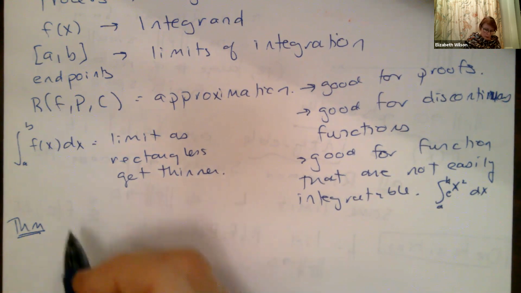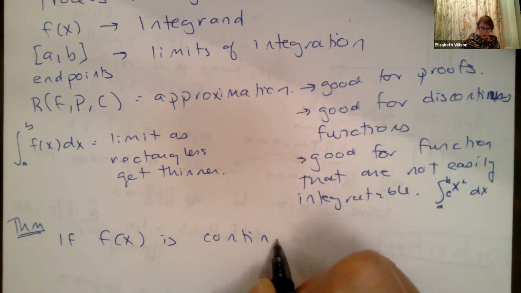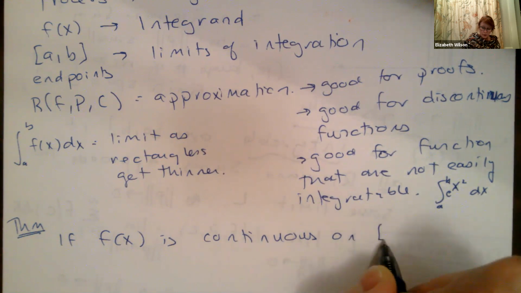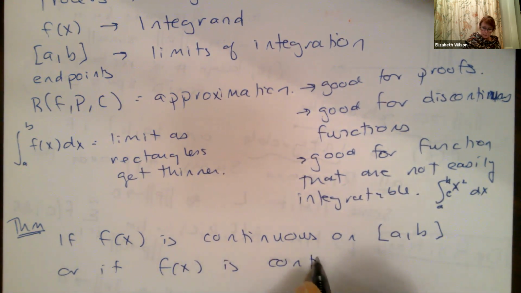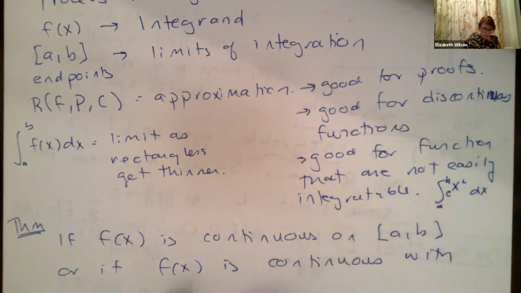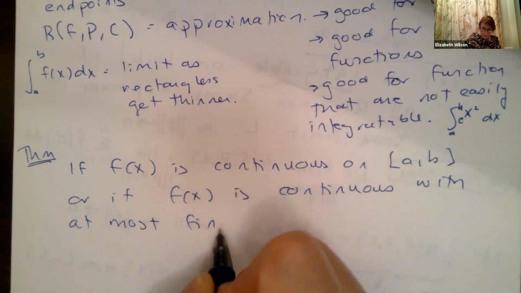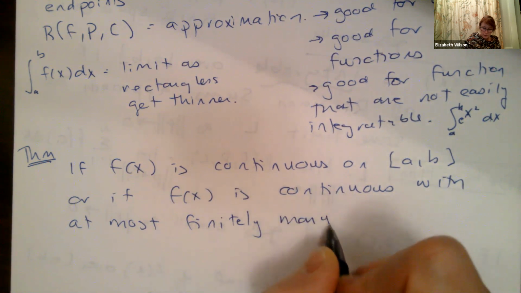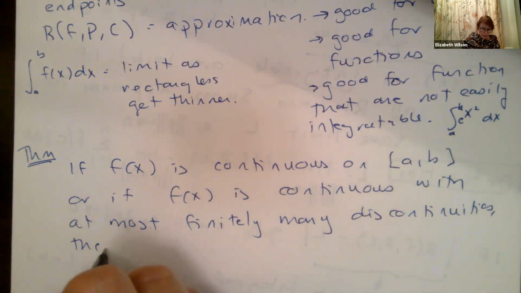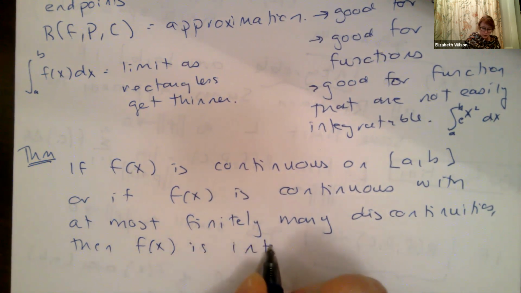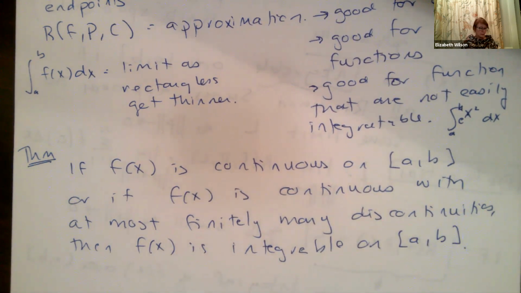So let's talk about a theorem. So we'll say if our function is continuous, there's a lot of theorems and definitions in this chapter, continuous on our interval a to b, or if the function is continuous with at most a finite number of discontinuities, so we can work around them, then we say that our function is integrable on our interval a to b. Okay.